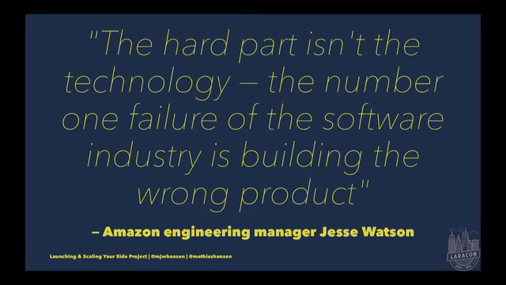Just a couple of weeks ago, Jesse Watson, who's an Amazon engineering manager, wrote a blog post. And there's a quote from there that really resonated with us. What he said was, "The hard part isn't the technology. The #1 failure of the software industry is building the wrong product."